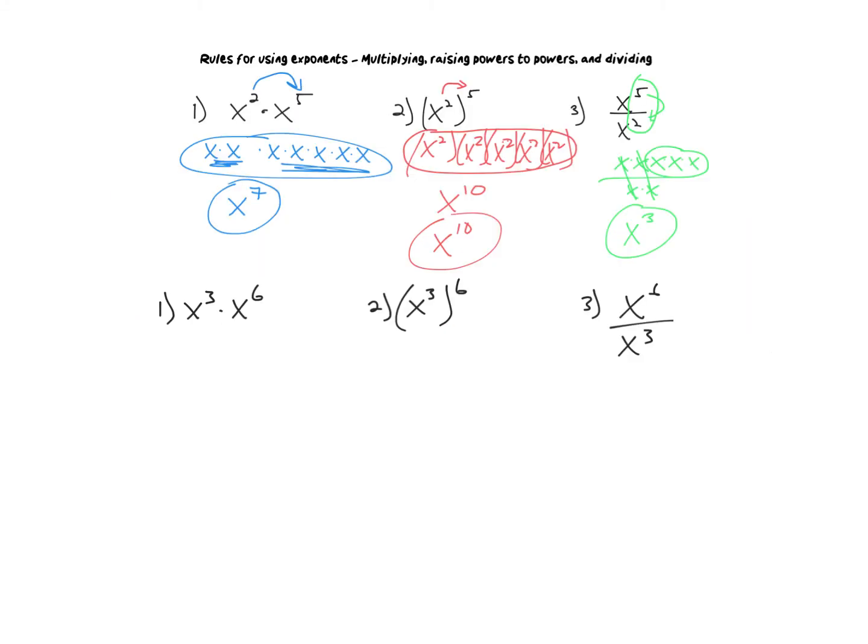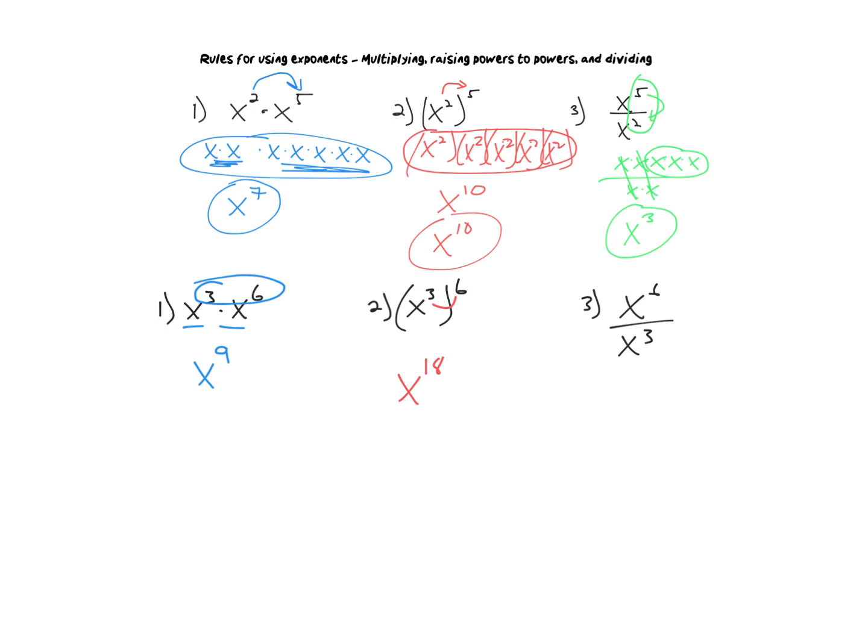So if you want to try these again, number 1, we have x to the third times x to the sixth. And again, we keep our base, which is x, and we add our exponents. 6 plus 3 is 9. So x to the ninth. For number 2, we have x to the third to the sixth power. And when we raise a power to a power, we multiply those. 3 times 6 is 18.